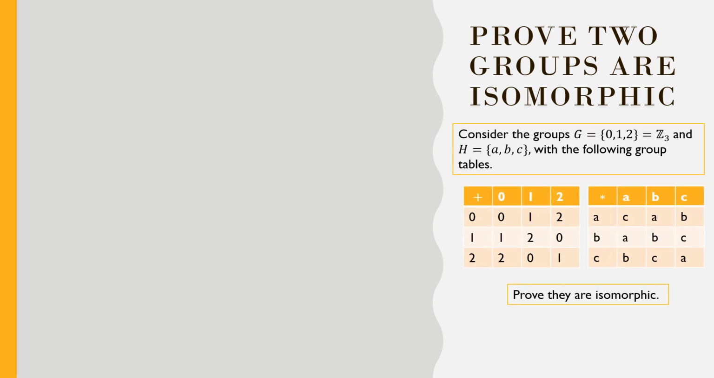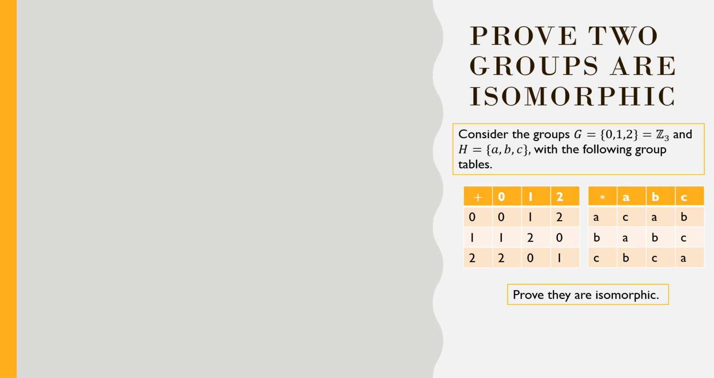To start with, the easiest thing to do is to find the identity element of both groups. It's clear the identity element of G is 0, and in H it's B. I can also see that the tables are symmetric, so both groups are abelian.